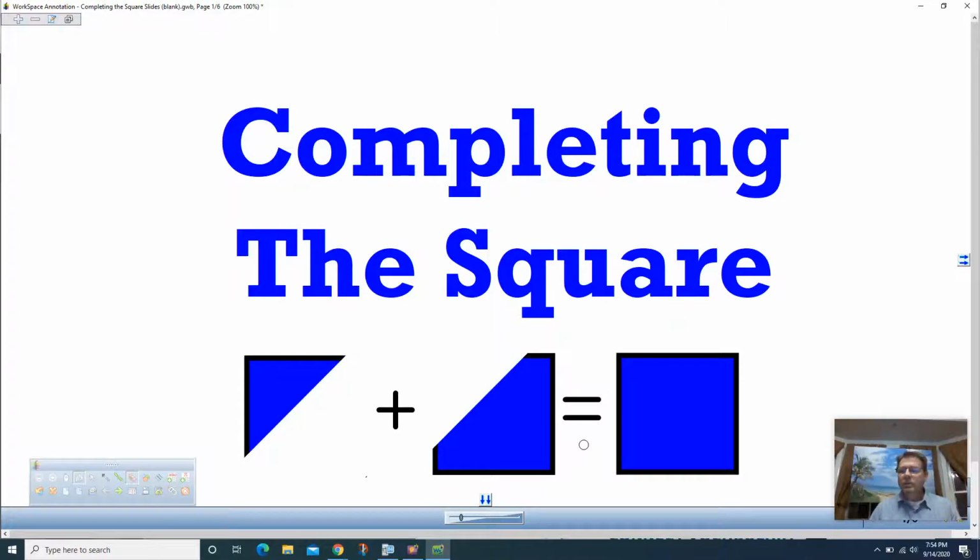But today we're going to do a little video on completing the square. And so we got this cute little diagram of two pieces of a square. They're going to be put together to make a complete square. And that's kind of the idea of what we're going to be doing.